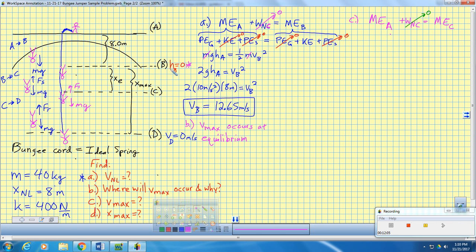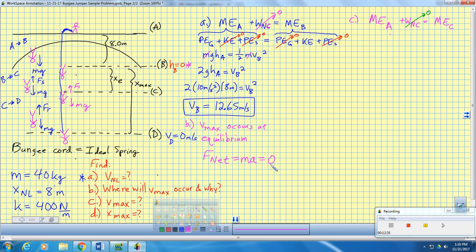Now, somebody in this class, we'll just say Maya, pointed out that to be able to do this, you need to know where X_E is. You need to know where that equilibrium position is. Well, we can solve for that, and we probably should. We said the maximum speed occurs at equilibrium. Well, we know that at equilibrium the net force acting on the object has to equal 0.